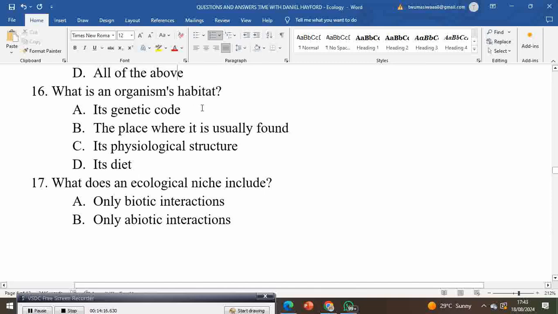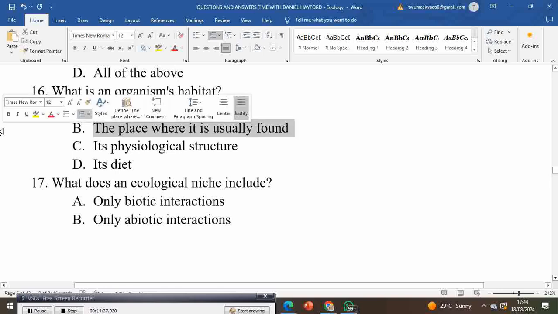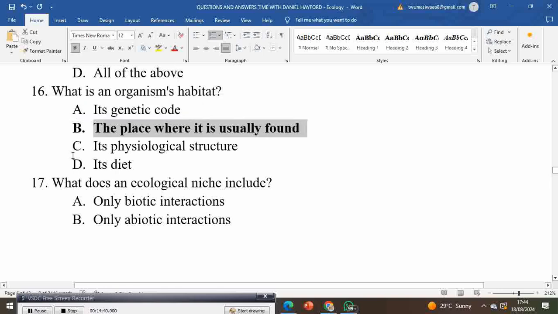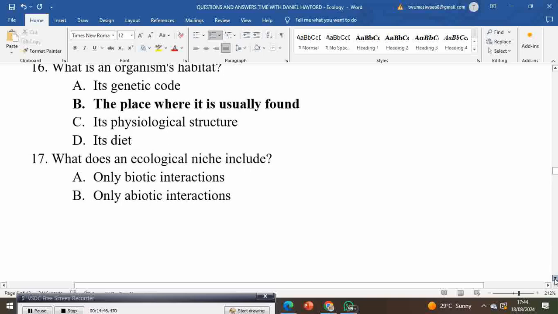Now, question number 16. What is an organism's habitat? Option A, its genetic code. B, the place where it is usually found. C, its physiological structure. And D, its diet. So which one is your best shot for question number 16? An organism's habitat is the place where it is usually found, or where it lives out its life and reproduces, and so on and so forth.